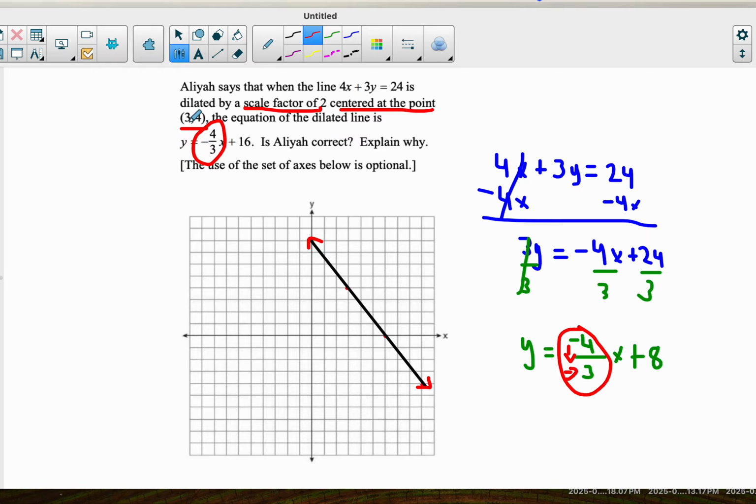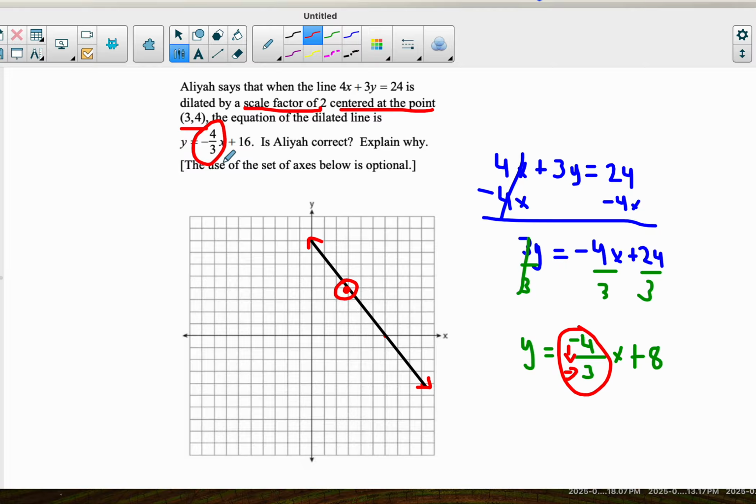And now let's look for the center, the point 3, 4. It's right over here. So the center of dilation is actually on the line, and that changes things, because if you're dilating with a center that's on the line, all of the points are just going to shift along the same line. So it's actually going to result in the same line as the original line.